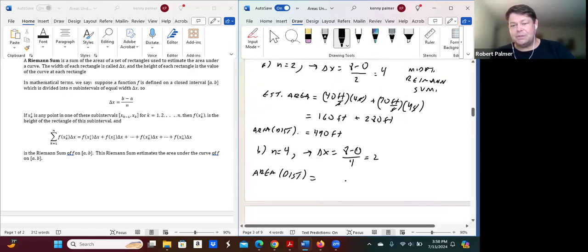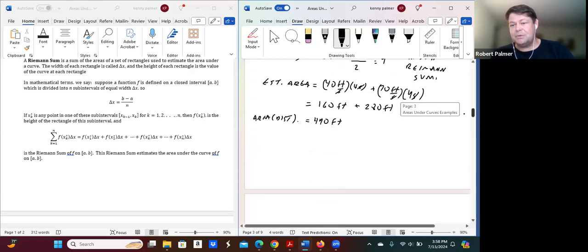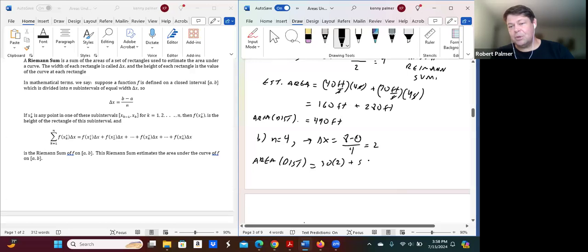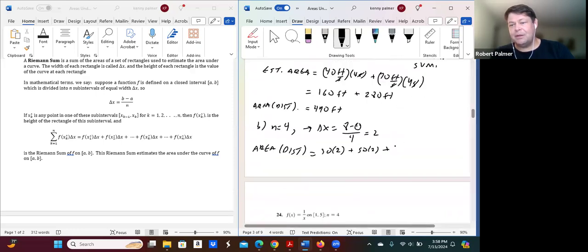And I'm not going to put the units this time because we just saw that. So 30 times 2 plus the second rectangle. Looks like 50 times 2. So the height is 50, width is 2. Plus 80 times 2. 80 is the height of the third rectangle.